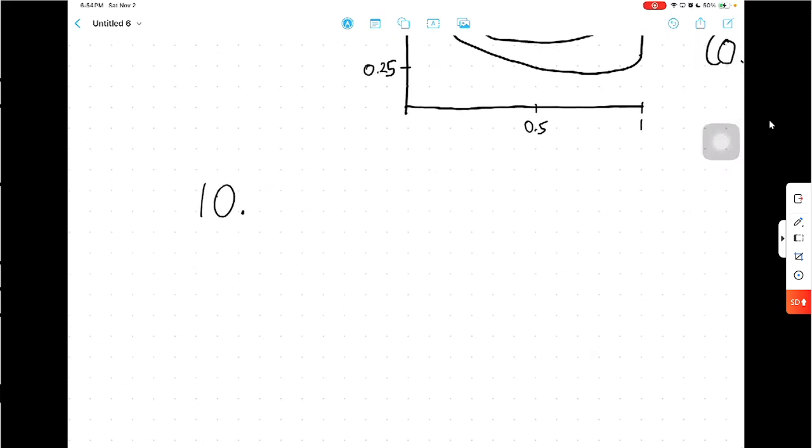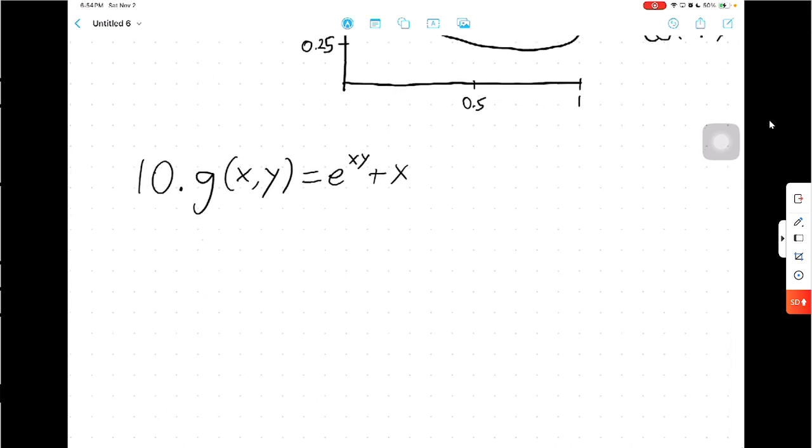Number 10, g of x, y is equal to e to the xy plus x. Compute the gradient of g. Gradient: y e to the xy plus 1, x e to the xy.